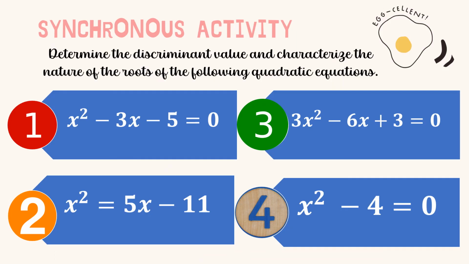For your synchronous activity, determine the discriminant value and characterize the nature of the roots of the following quadratic equations. Number 1, x squared minus 3x minus 5 equals 0. Number 2, x squared equals 5x minus 11. Number 3, 3x squared minus 6x plus 3 equals 0. And number 4, x squared minus 4 equals 0.